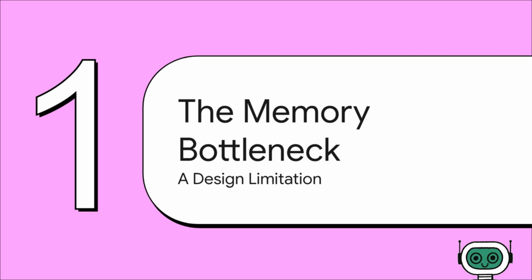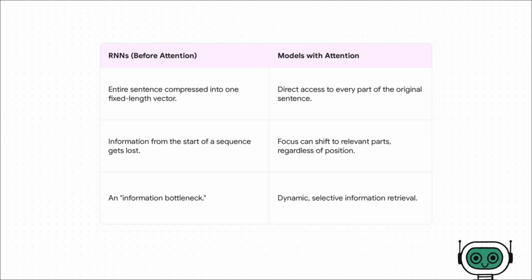It created something that engineers call a memory bottleneck. Think about it like this. Imagine trying to summarize an entire novel in a single short sentence. You lose almost all the detail, right? That's exactly what these older models had to do. They would try to cram the meaning of an entire input into one fixed-sized chunk of data. This information bottleneck meant that crucial details from the beginning just got washed out.